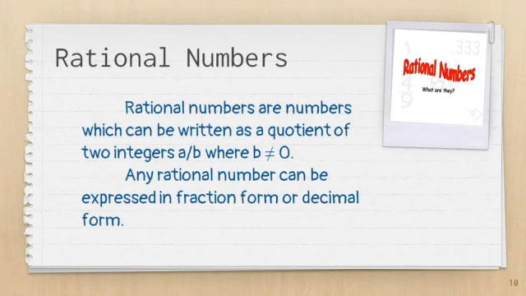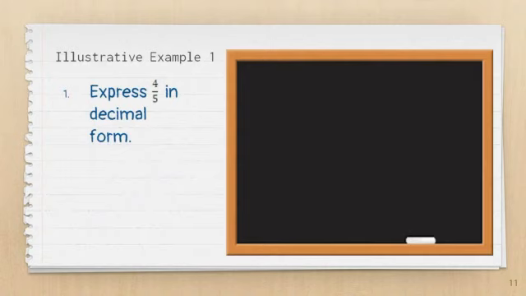Any rational number can be expressed in fraction form or decimal form. So, ibig sabihin, kahit anong rational number na quotient ng A and B, we can write it in fraction form or decimal form. Okay, let's have illustrative example number 1. Express 4 over 5 in decimal form. So si fraction daw na 4 over 5, kailangan natin siyang gawing decimal number.